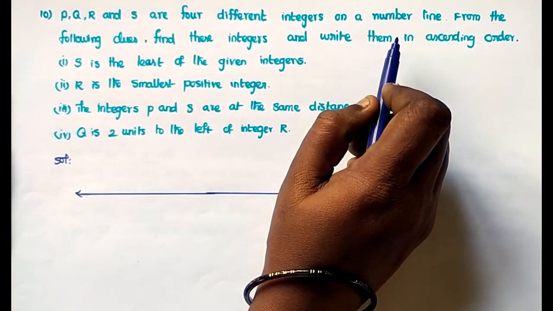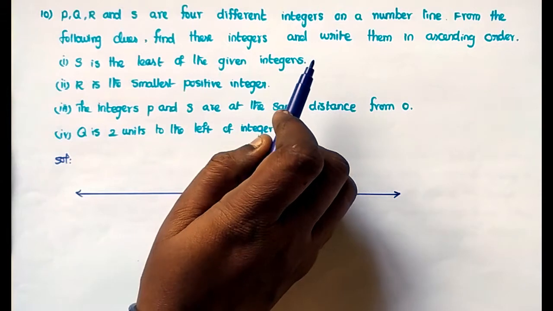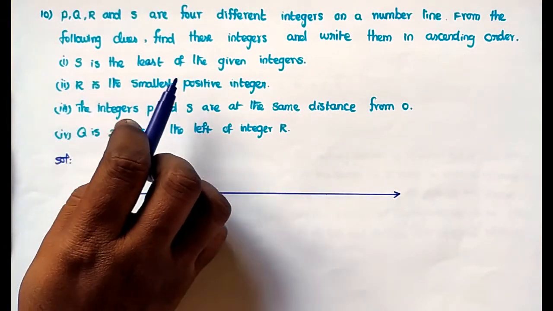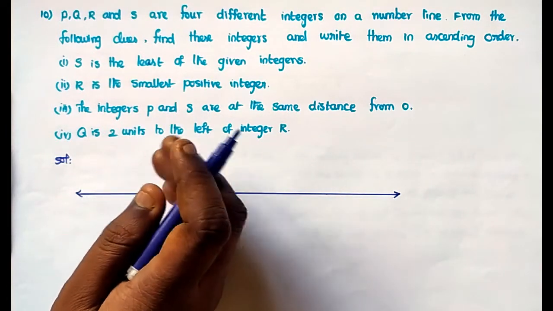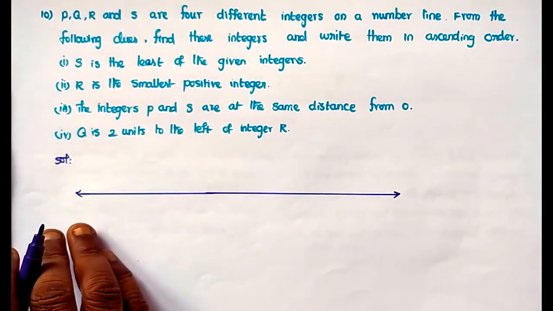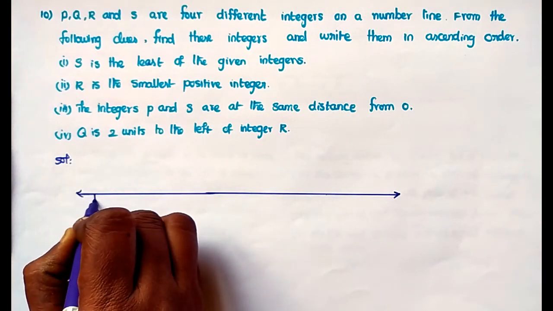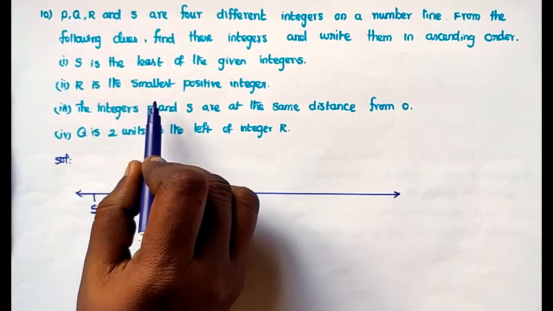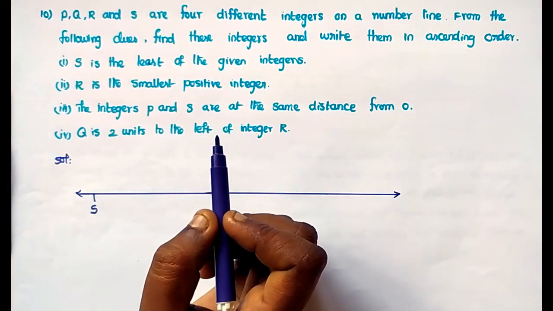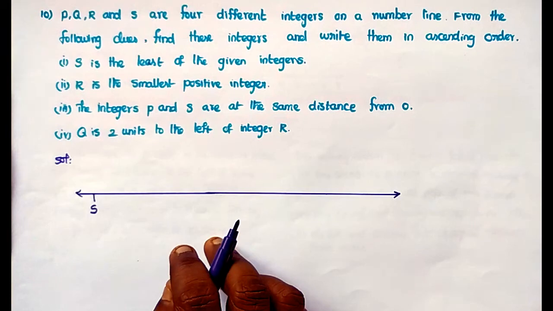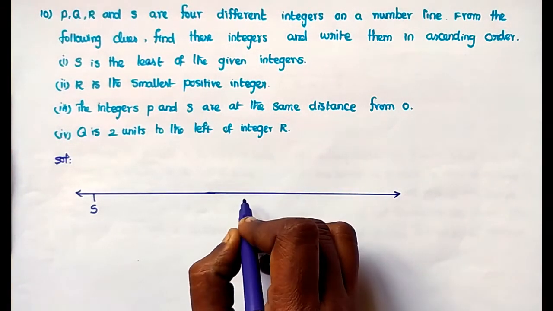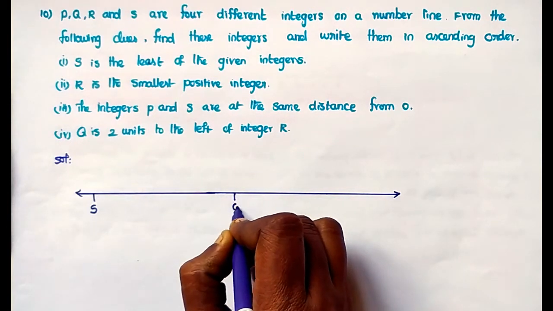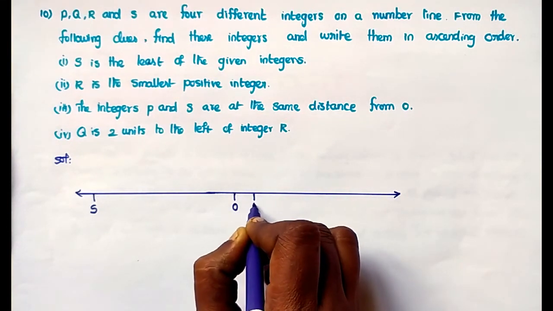10th sum, P, Q, R and S are 4 different integers on the number line. From the following clues, find these integers and write them in ascending order. Listen, S is the least of the given integers. Least means the last in the negative numbers. So, that is S. Next, R is the smallest positive integer. R is the smallest positive integer means plus 1.